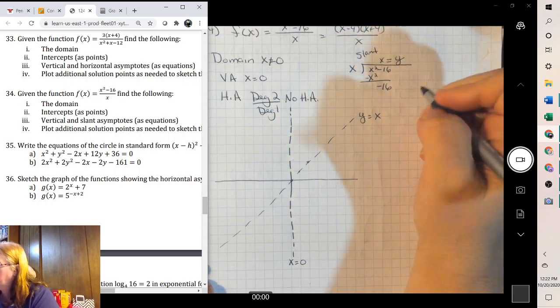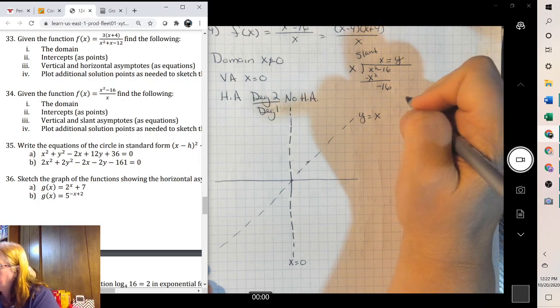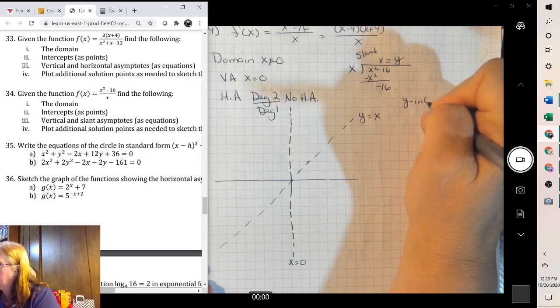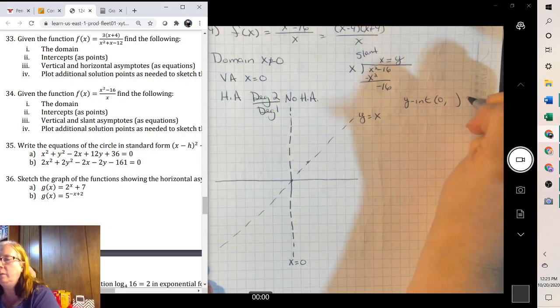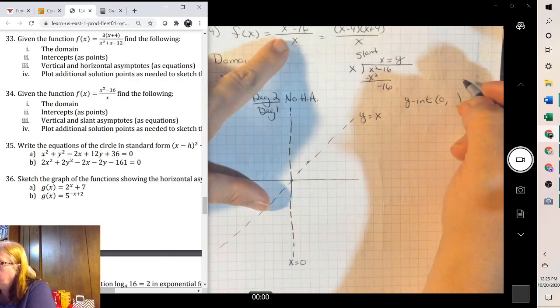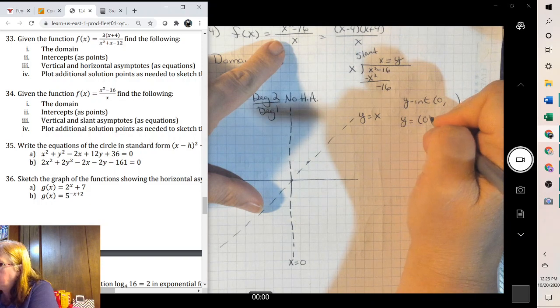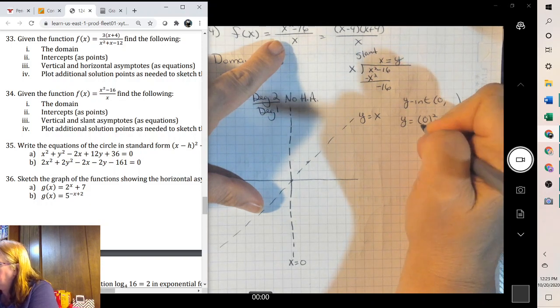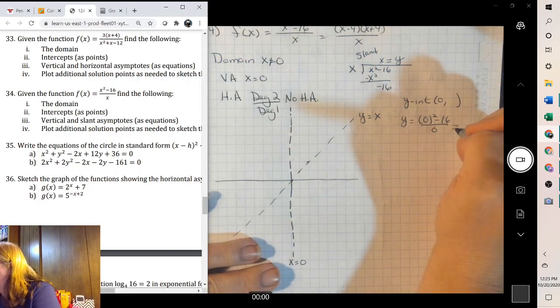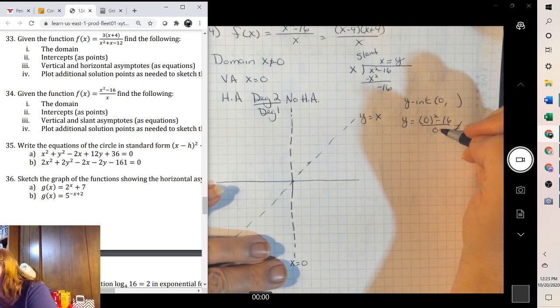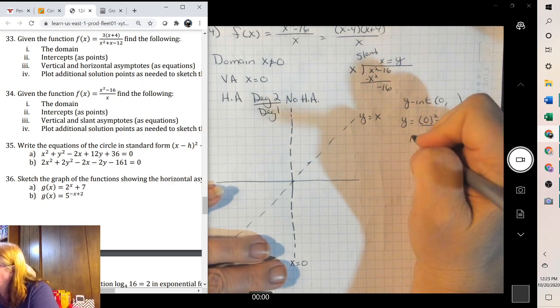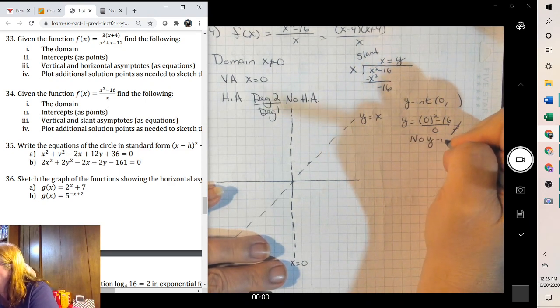Now, x and y-intercept. The y-intercept, we just plug in 0 for x. So if we plug in 0, we have 0 squared minus 16 over 0. Notice, can't do that. Can't divide by 0. So there's no y-intercept.